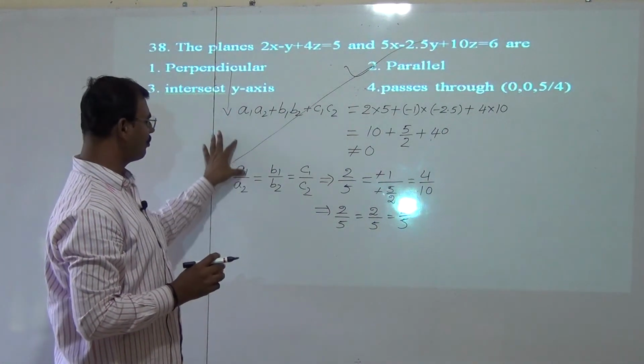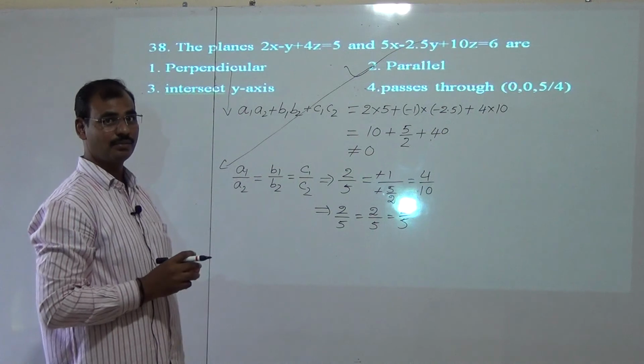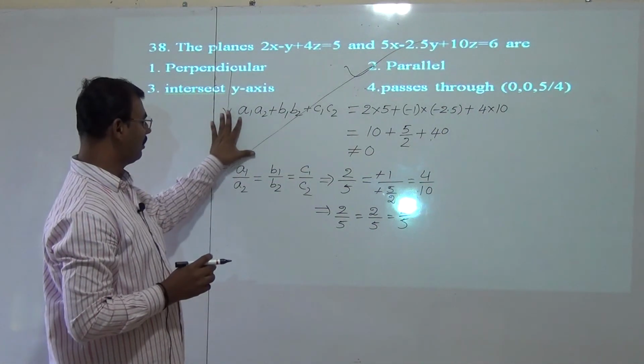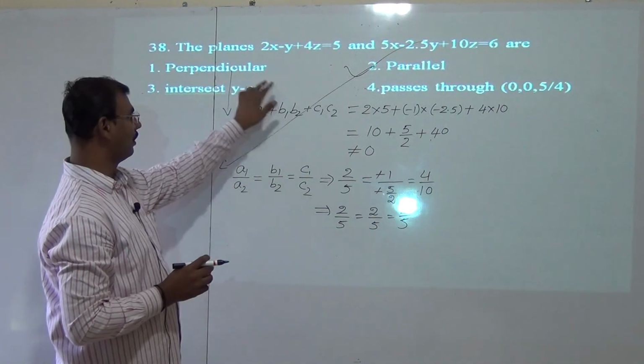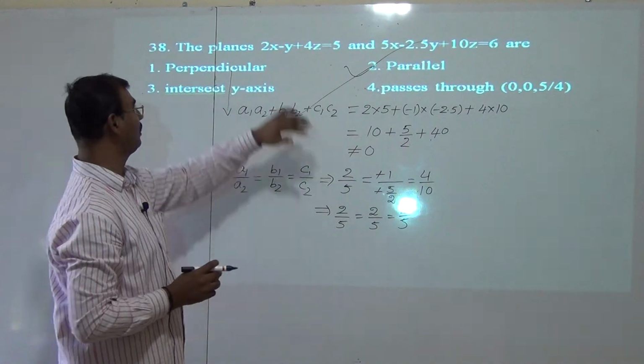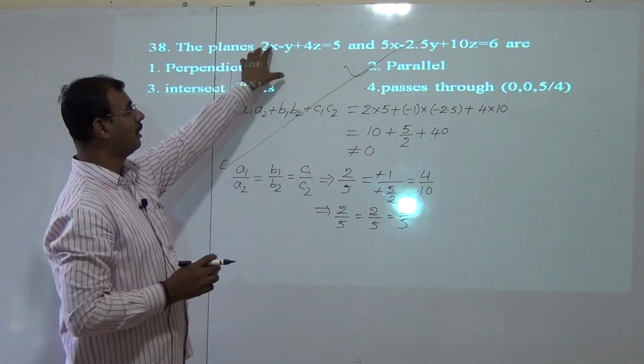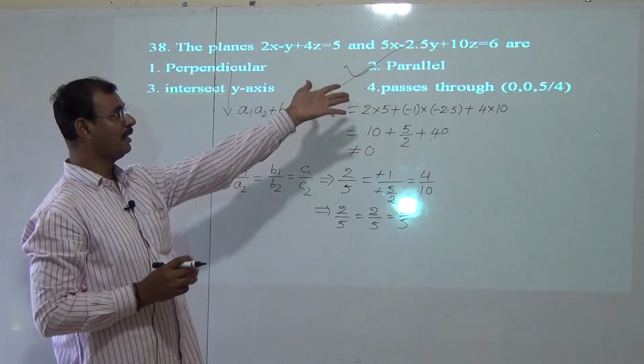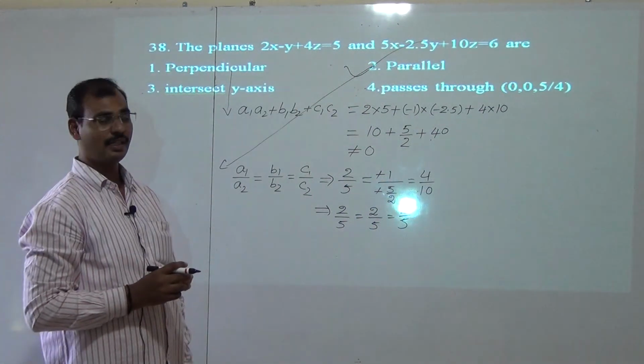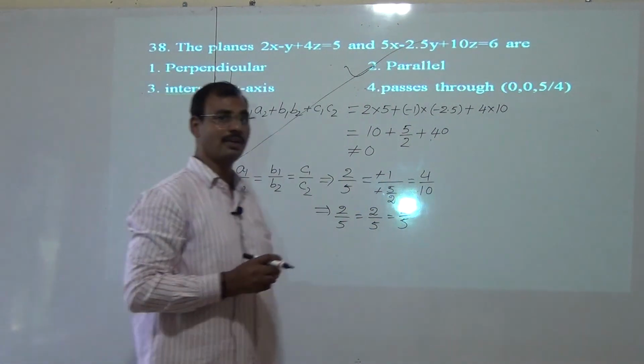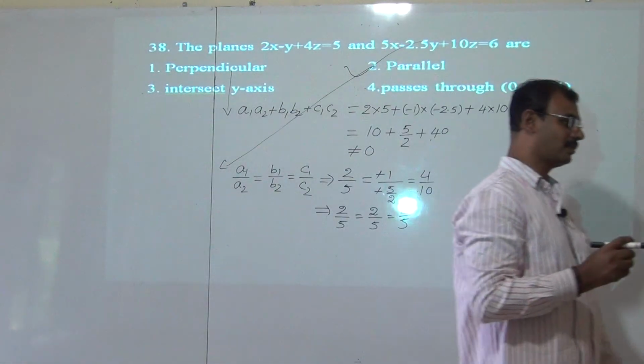So we have to check the conditions always. Through verification methods, it is very important: parallel or perpendicular or passing through the point. Passing through the point means both planes are satisfied at that point. That is the required answer. Clear? Shall we go? Okay, next question.